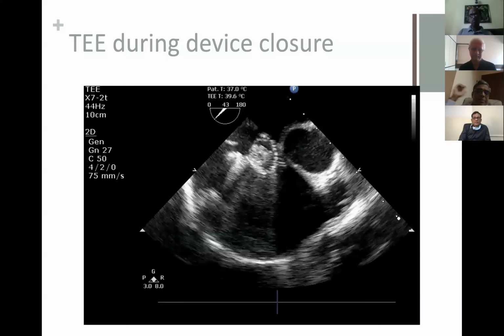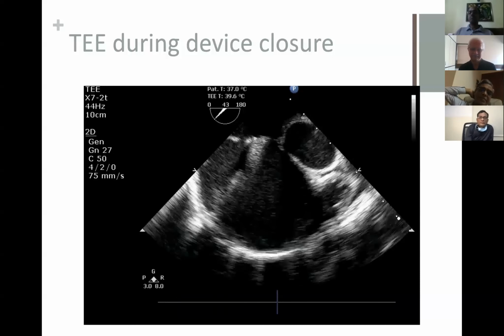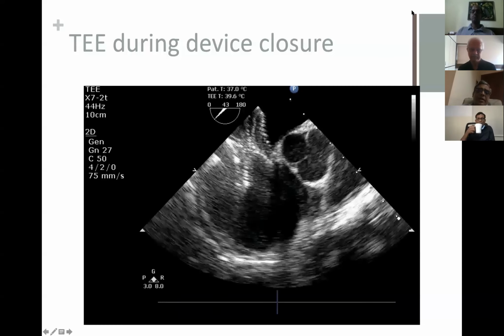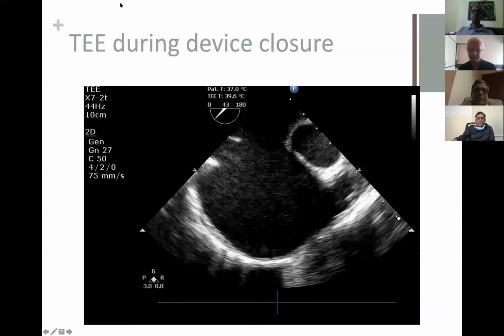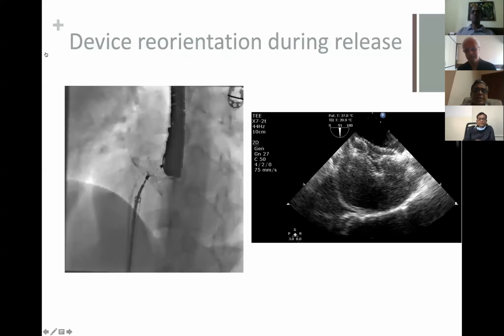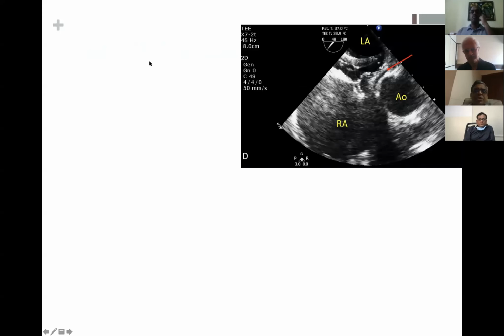If you see, Bharat has a paper very recently in quite small babies, less than 10 kilos, and he's shown that he successfully closed a sizable number of those patients with large defects without actually trying to respect the so-called septal length. So I'm not sure of its value.